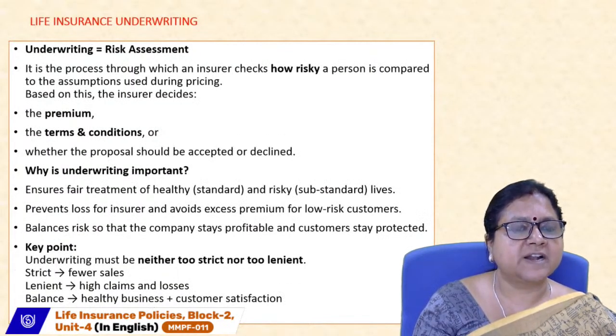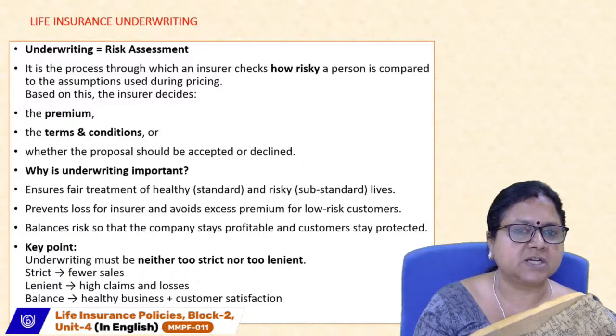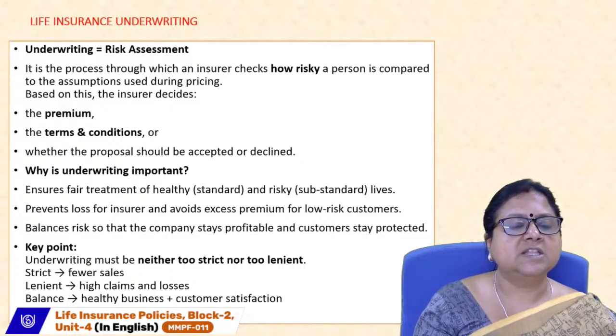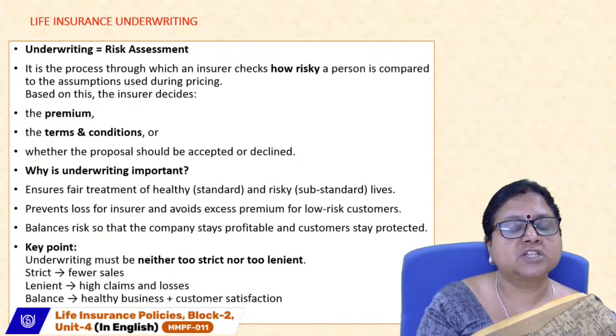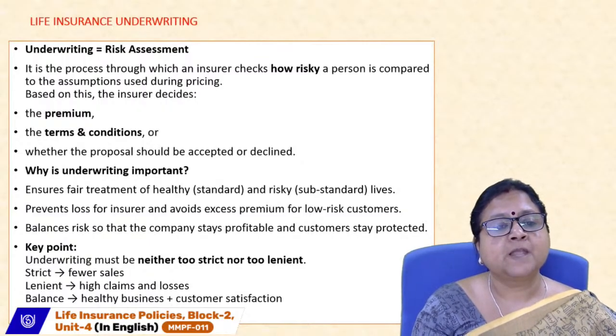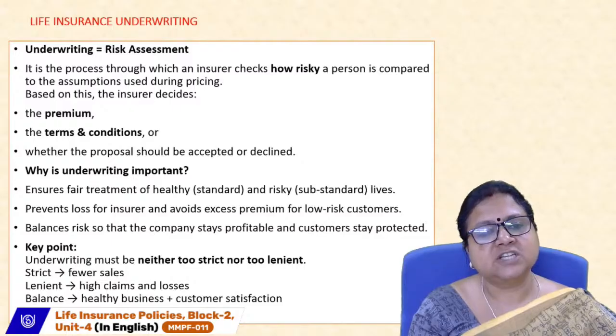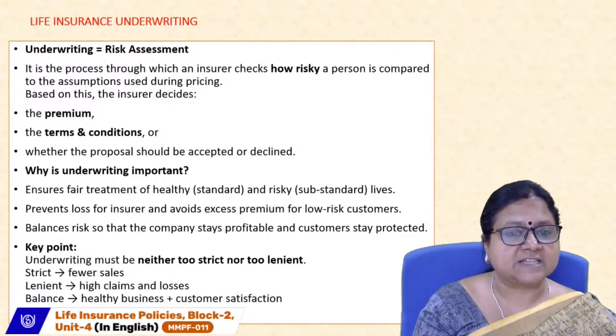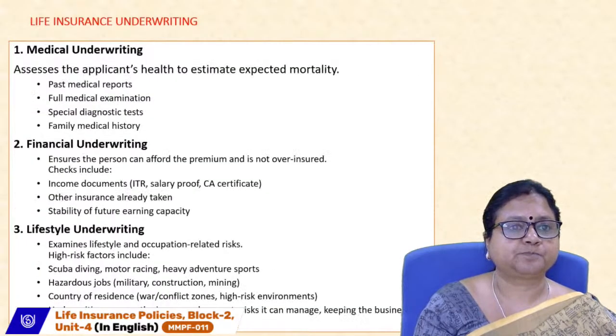So life insurance underwriting: we have already discussed that underwriting is how much amount of risk the underwriter or the insurance company is willing to take. That is nothing but underwriting. When you have minimal underwriting, definitely the insurance company has more chances of having more growth. But when you have more underwriting, then of course the chances of risk also increase. So risk management or risk assessment is very much important in the case of the insurance company.